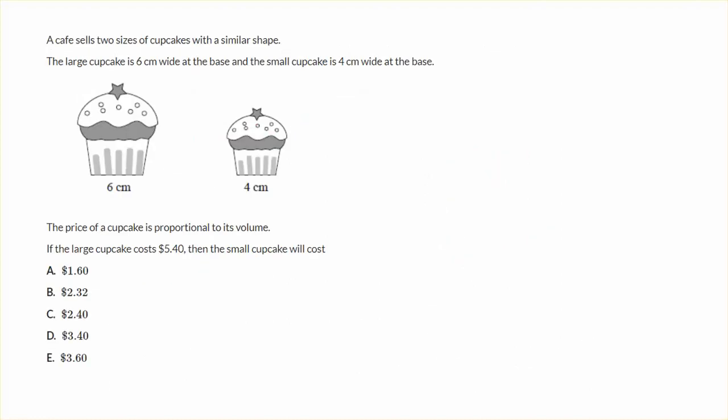Next one, a cafe sells 2 sizes of cupcakes with a similar shape. The large cupcake is 6 centimetres wide and the smaller one is 4 centimetres wide. The price of a cupcake is proportional to its volume. A large cupcake costs $5.40. What will the small one cost? So first of all, I have K because I have a width. So I have K equals 4 over 6. And I might just simplify that, 2 over 3.